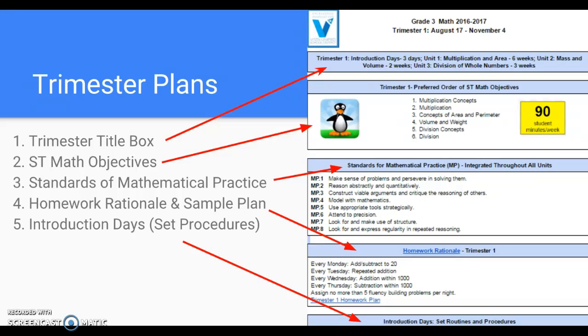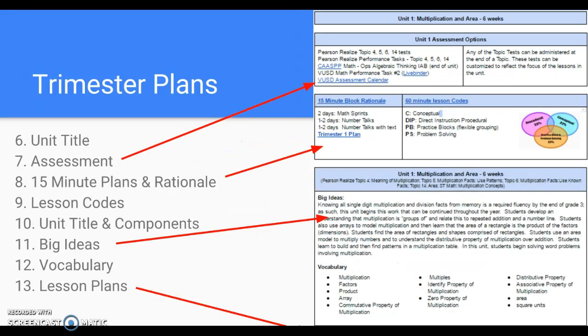When you open the trimester plans, the first page is an overview which includes ST Math and the homework and the standards for mathematical practice. On the second page of the trimester plans, it actually gets started with the units and specifically what's in each unit you need to teach. Pay specific attention to the big ideas paragraph. Our UCI expert wrote that so you would be familiar with what your kids need to know and be able to do by the end of each unit.